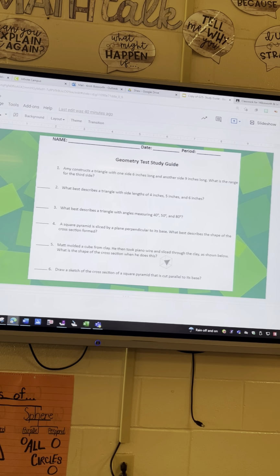All right, so number one, Amy constructs a triangle with one side 6 long and another side 9. What is the range for the third side?